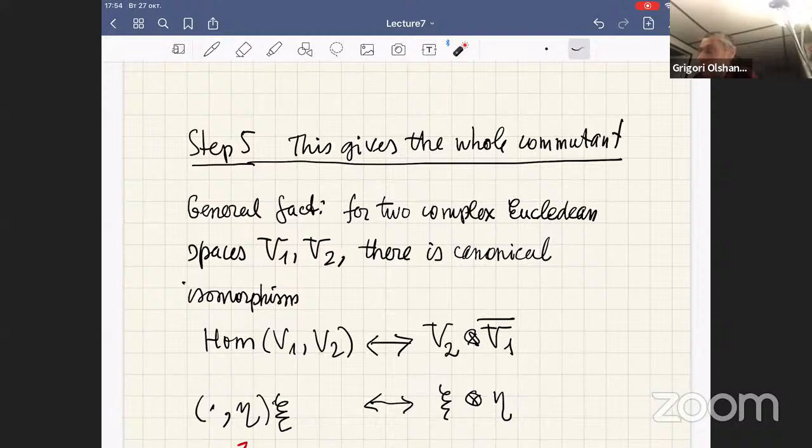How to do this? First of all, the general fact which I already used, namely, if you have two complex Euclidean spaces, V1 and V2, Euclidean means just that you have a positive definite inner product. Then there is a canonical isomorphism between the space of operators from this to this and the tensor space. Okay, and how to see this?